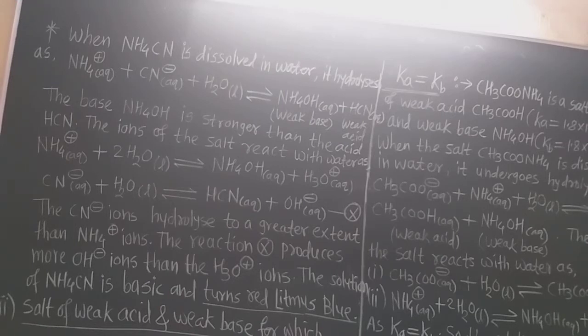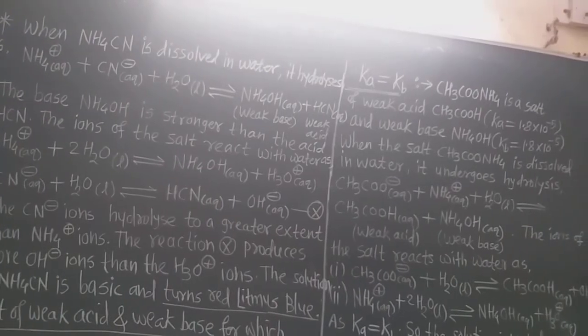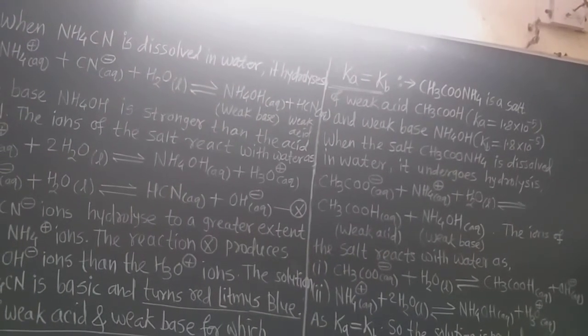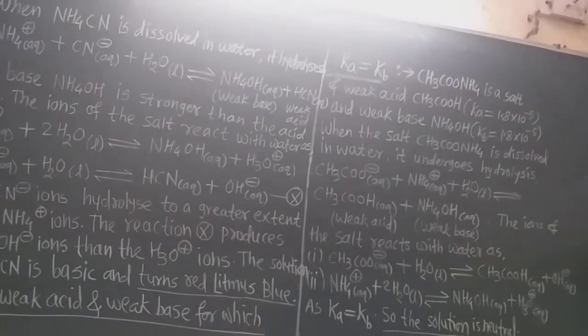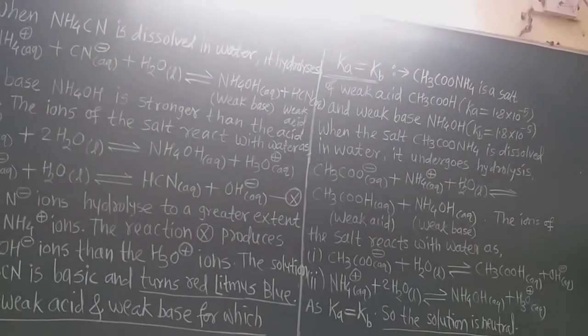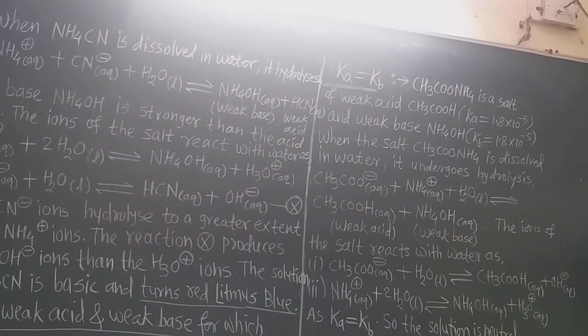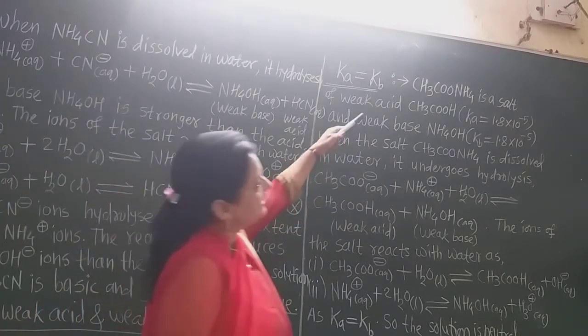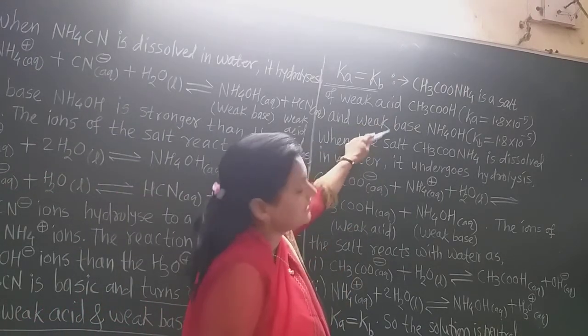Now let us learn the third situation or third condition for the salt of a weak acid and weak base. Here Ka and Kb have equal values. That means the dissociation constant of the weak acid, Ka, is equal to the dissociation constant of the weak base, Kb. Now in such a case, which salt will be there? Now see this ammonium acetate. This is the salt CH3COONH4, which is a salt of the weak acid, acetic acid, and the weak base NH4OH.